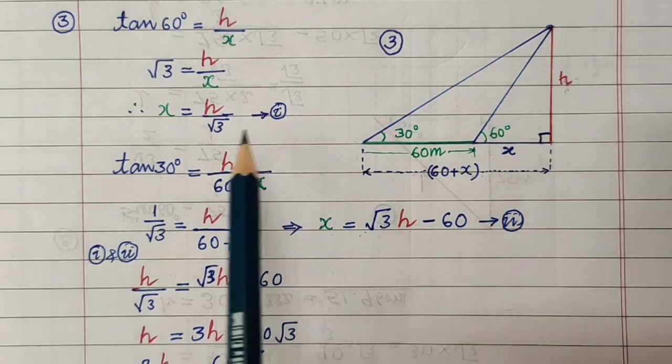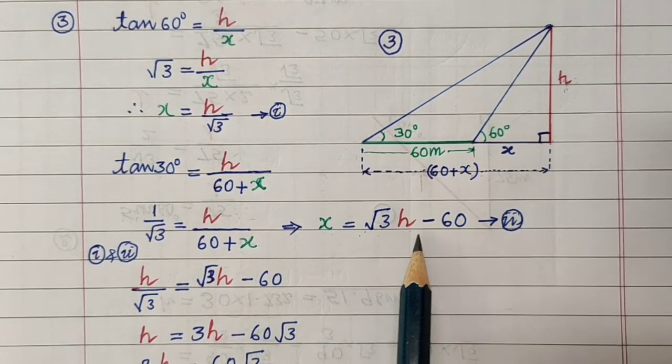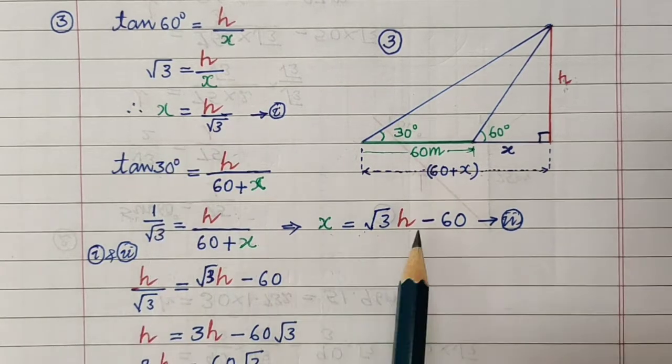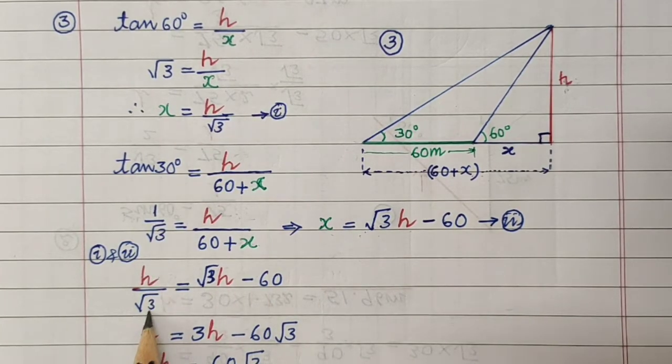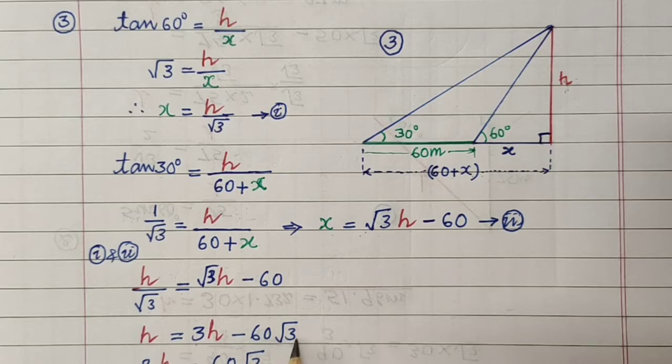From 1 and 2 we know that x is equal to h by root 3. Here x is equal to root 3 h minus 60. We can equate these two. Therefore h by root 3 is equal to root 3 h minus 60. So then we can cross multiply this. Root 3 into root 3 becomes 3, 60 root 3. Then h is equal to 3h minus 60 root 3.